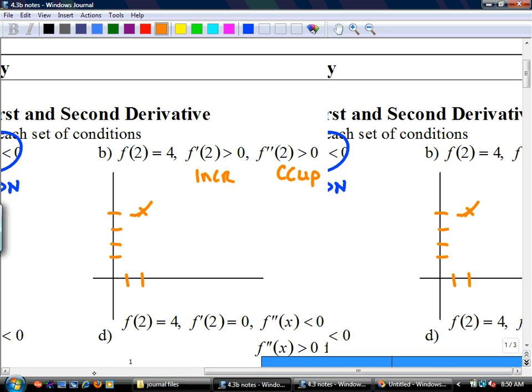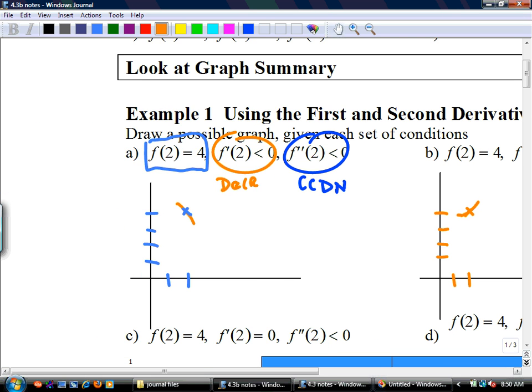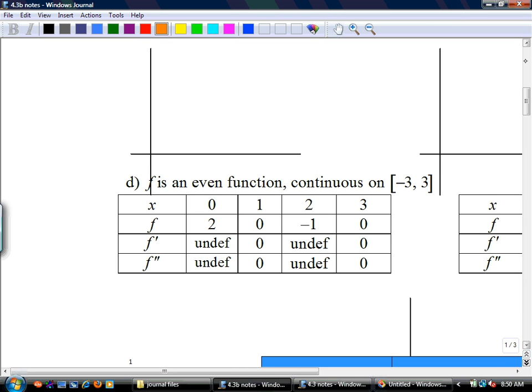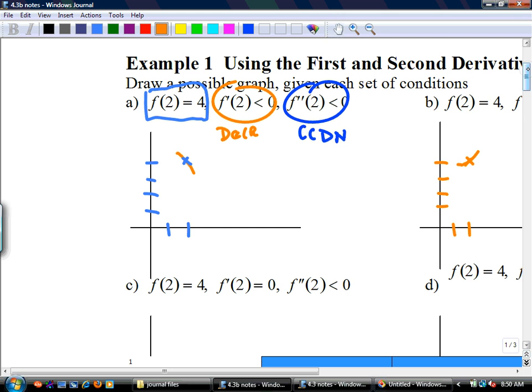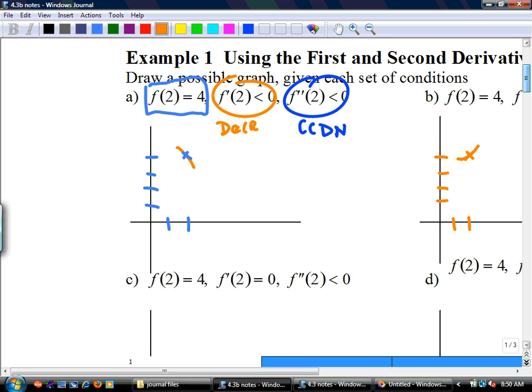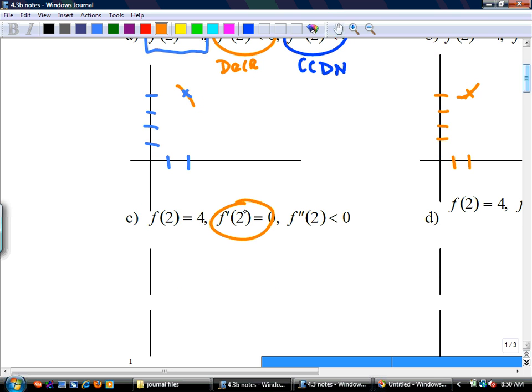Okay, what's C say? Well, through the point 2, 4 yet again. Mr. App, what happened? Doing this to me. Okay, through 4, point.